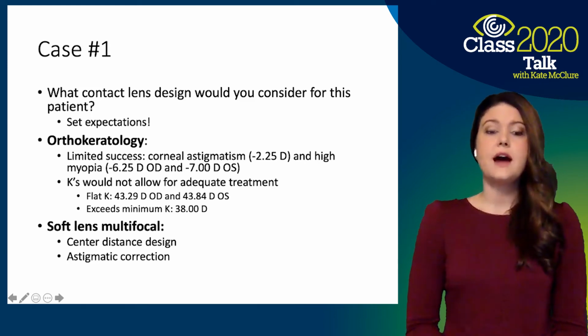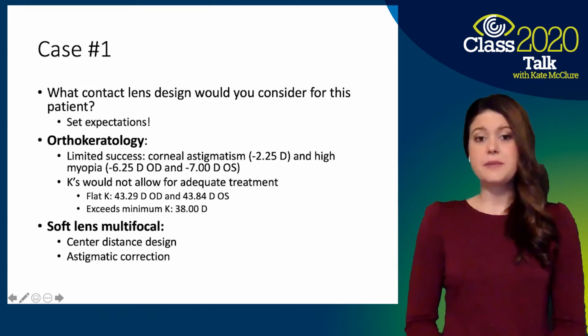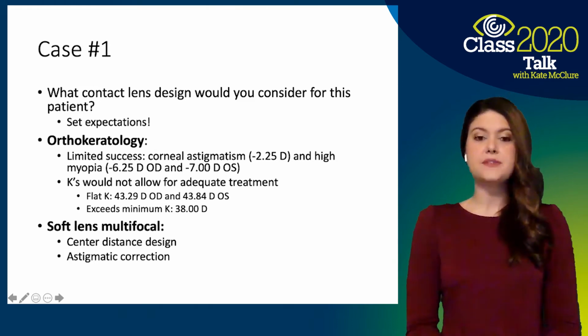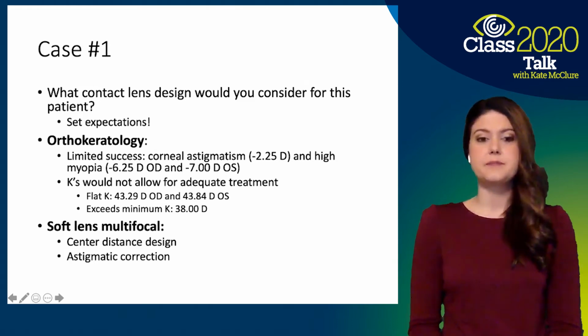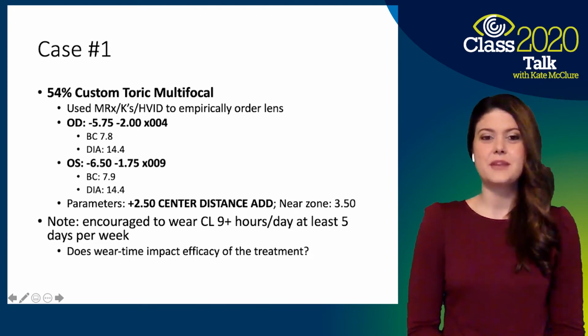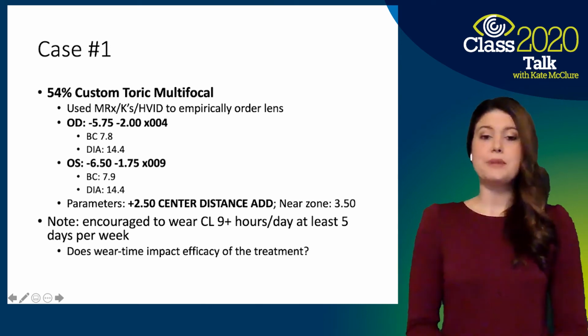Now, we could consider a soft lens multifocal. We need a couple of things. Anytime we're doing myopia management, we need a center distance design. And for this patient, I'm also going to need astigmatic correction. I decided to do a custom toric multifocal for this patient. I used her refraction, Ks, and HVID to empirically order a lens. You can see the parameters I have listed here. Specifically, I ordered a +2.50 center distance add with a near zone of 3.5.